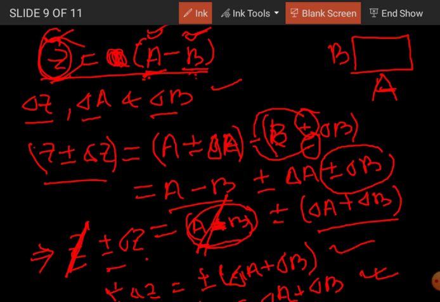So what you have is that if a physical quantity is expressed as a difference of another two physical quantities, then we found that the absolute error in that physical quantity is what?